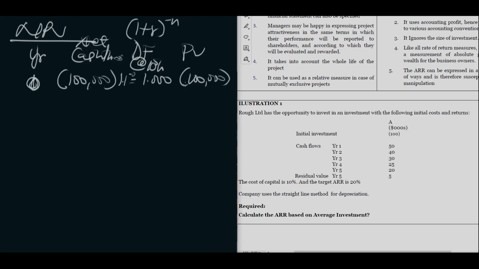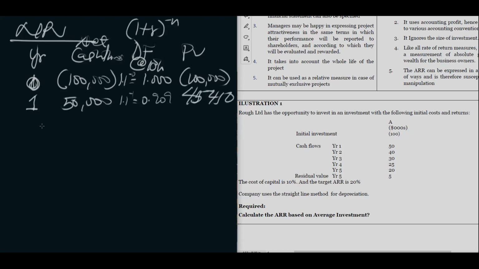They are saying invest 100,000 today, but in year one you are going to receive 50,000. How much would these 50,000 be worth today if you put it in the bank? Get the idea? If I do 1.1 raised to the power minus 1, I end up with 0.909. So if I multiply this, that means I only lose 10% of the value in the first year. So 50,000 times 0.909 is 45,450.